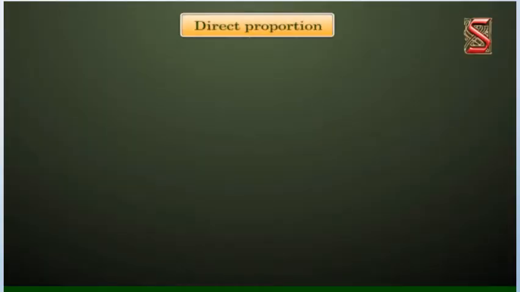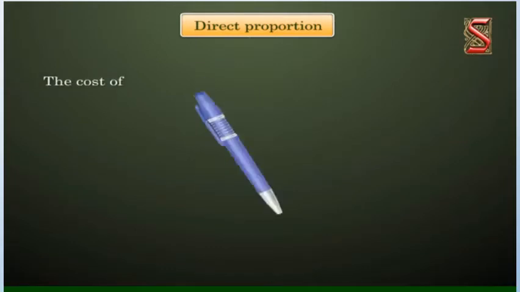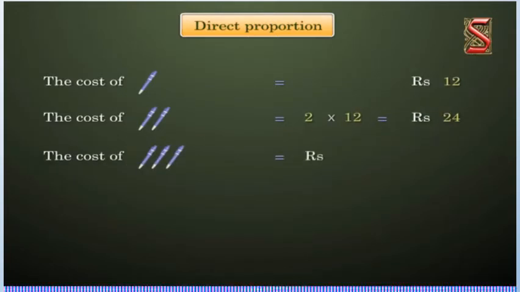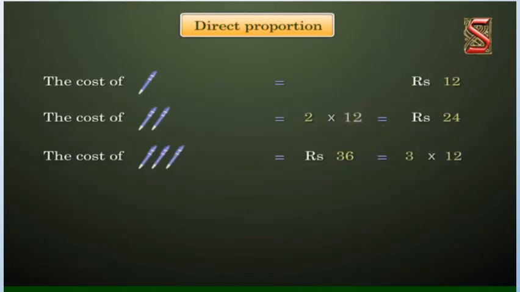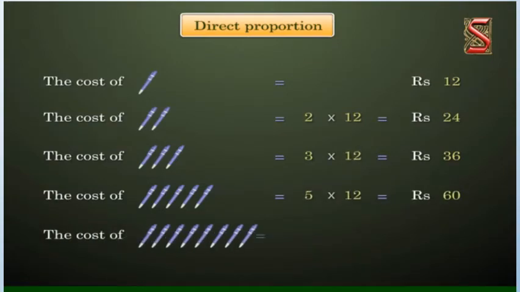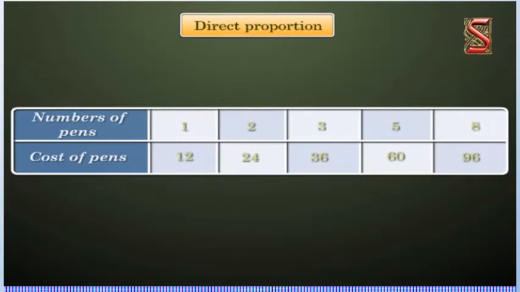Direct proportion. Let us assume the cost of 1 pen is 12 rupees. Then, by the unitary method, we can find the cost of any number of pens. Clearly, the cost of 2 pens is rupees 24, 2 into 12. Cost of 3 pens equals rupees 36, 3 into 12. Cost of 5 pens equals rupees 60, 5 into 12. Cost of 8 pens equals rupees 96, 8 into 12, and so on. Let us put this information in the table as shown.